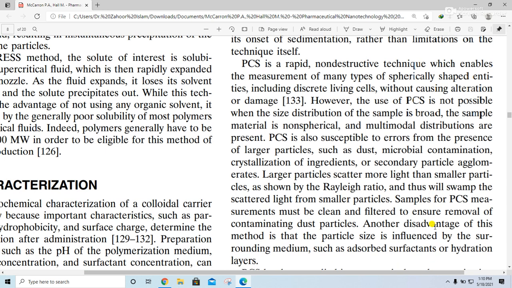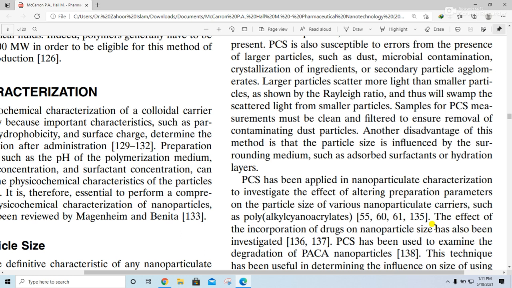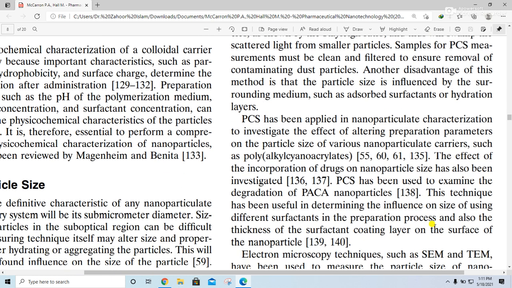Samples for PCS measurements must be cleaned and filtered to ensure the removal of contaminating dust particles. Another disadvantage of this method is that the particle size is influenced by the surrounding medium, such as adsorbed surfactants or hydration layers.